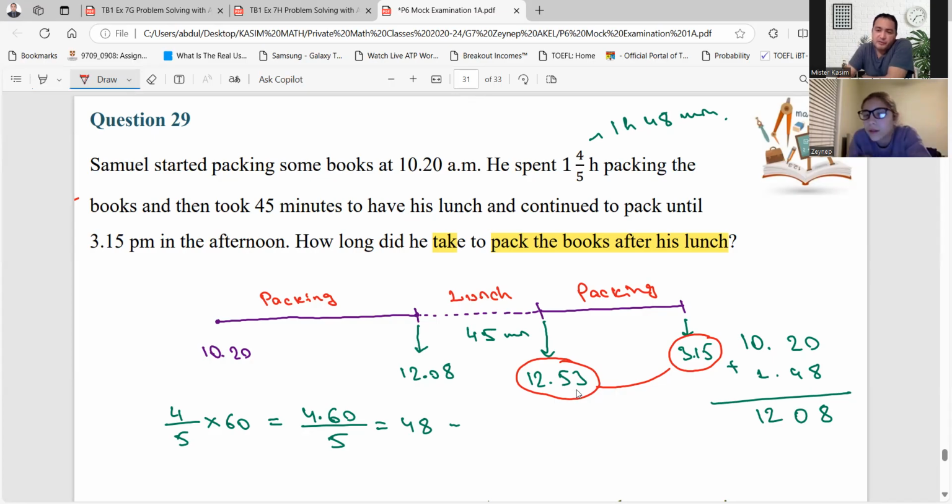Look, 12:53. If it is 1 o'clock, from 1 to 3 o'clock we have 2 hours. From 12:53 to 1 o'clock, we have 7 minutes. And from 3 to 3:15, we have 15 minutes. So 15 plus 7 is 22, so 2 hours and 22 minutes. How long did he take to pack the books after his lunch? The answer is, it took 2 hours and 22 minutes. Okay?